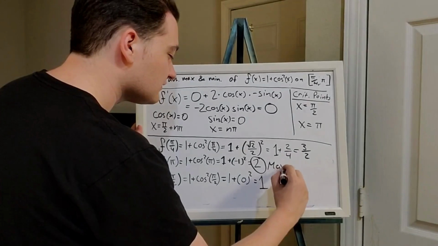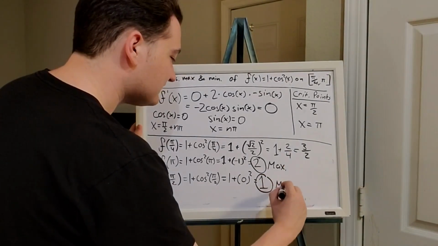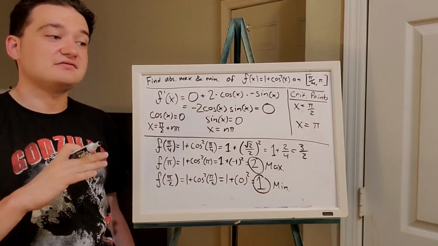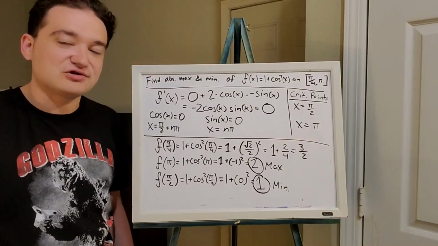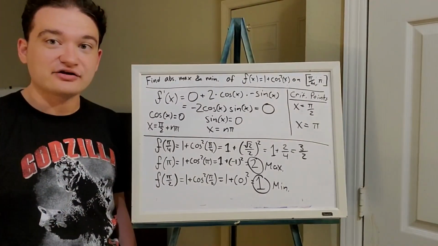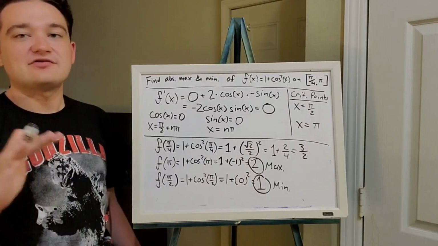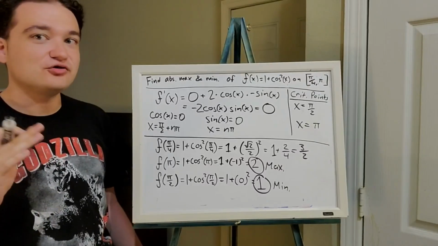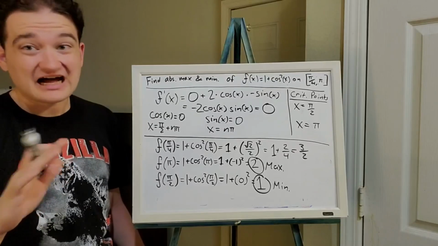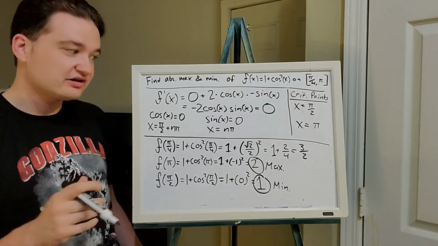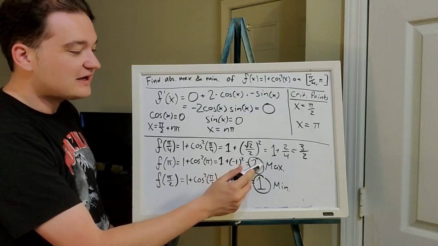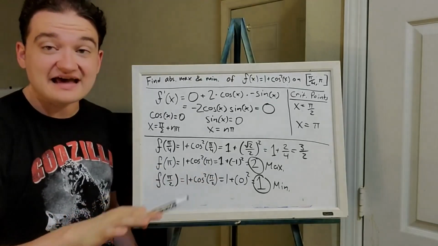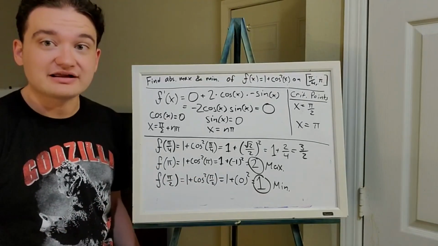Max, min. And you could just say 2 is our absolute maximum value and 1 is our minimum value. You could say we have a maximum at pi, 2 and we have a minimum at the point pi over 2, 1, and that would also be fine. I'm not massively picky with how you write your answers, as long as I know that you mean the y value of 2 is as high as we get, and the y value of 1 is as low as we get. That's all I really care about.